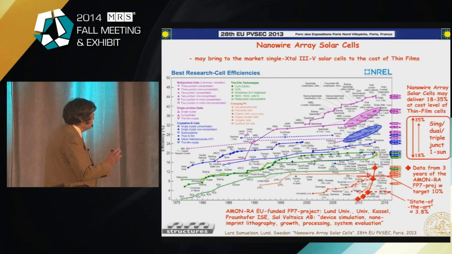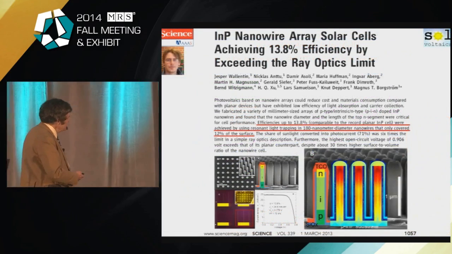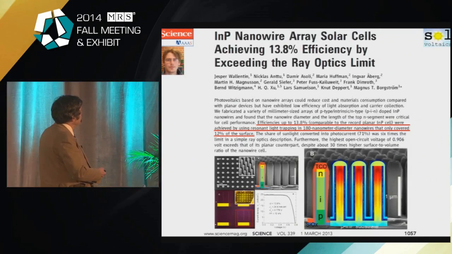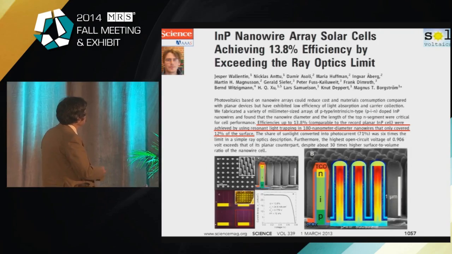So it was quite a successful project, and we are pretty certain that this technology, where we now have about 15%, both for indium phosphide and gallium arsenide, will be able to bring thin films into the range of 18 to 35%, with 18% that we're pretty certain of. And there is a sales pitch saying that with these nanowire array solar cells, we can bring single crystal III-V solar cells to the market at the cost of thin films. So this is a little bit the proof of the pudding, at least for this European project, where we should deliver 10, and we did 13.8 in this Science paper that came a year and a half ago.